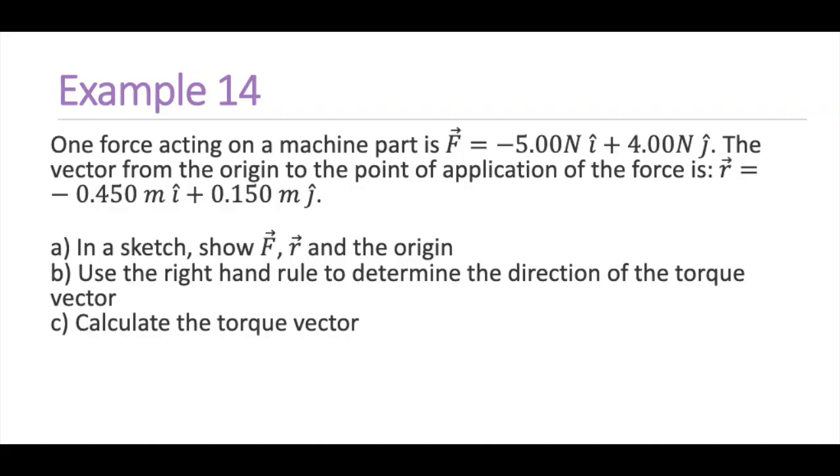One force acting on a machine part is F equals negative 5 newtons i hat plus 4 newtons j hat. The vector from the origin to the point of application of the force is r equals negative 0.45 meters i hat plus 0.150 meters j hat. In a sketch, show F and r in the origin, use the right-hand rule to determine the direction of the torque vector, and calculate the torque vector.